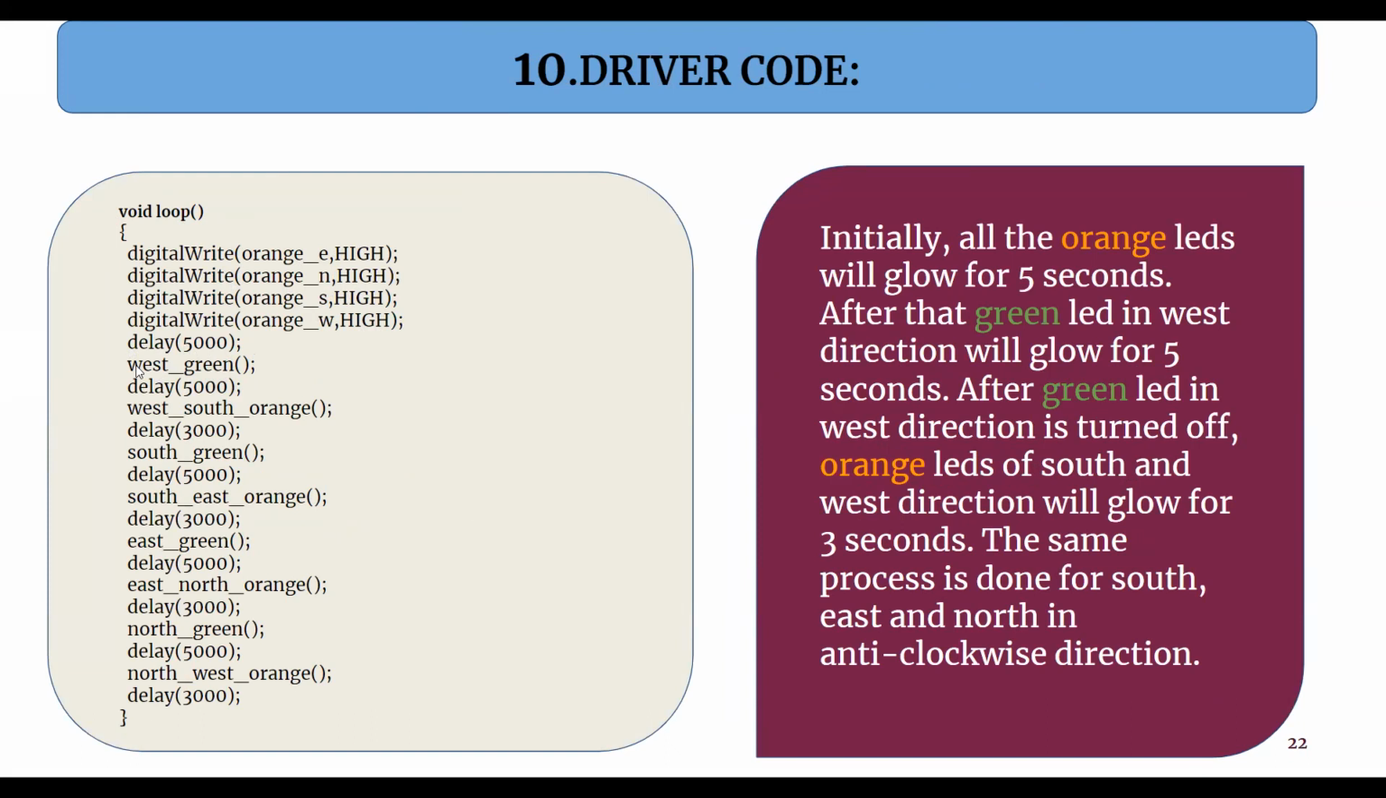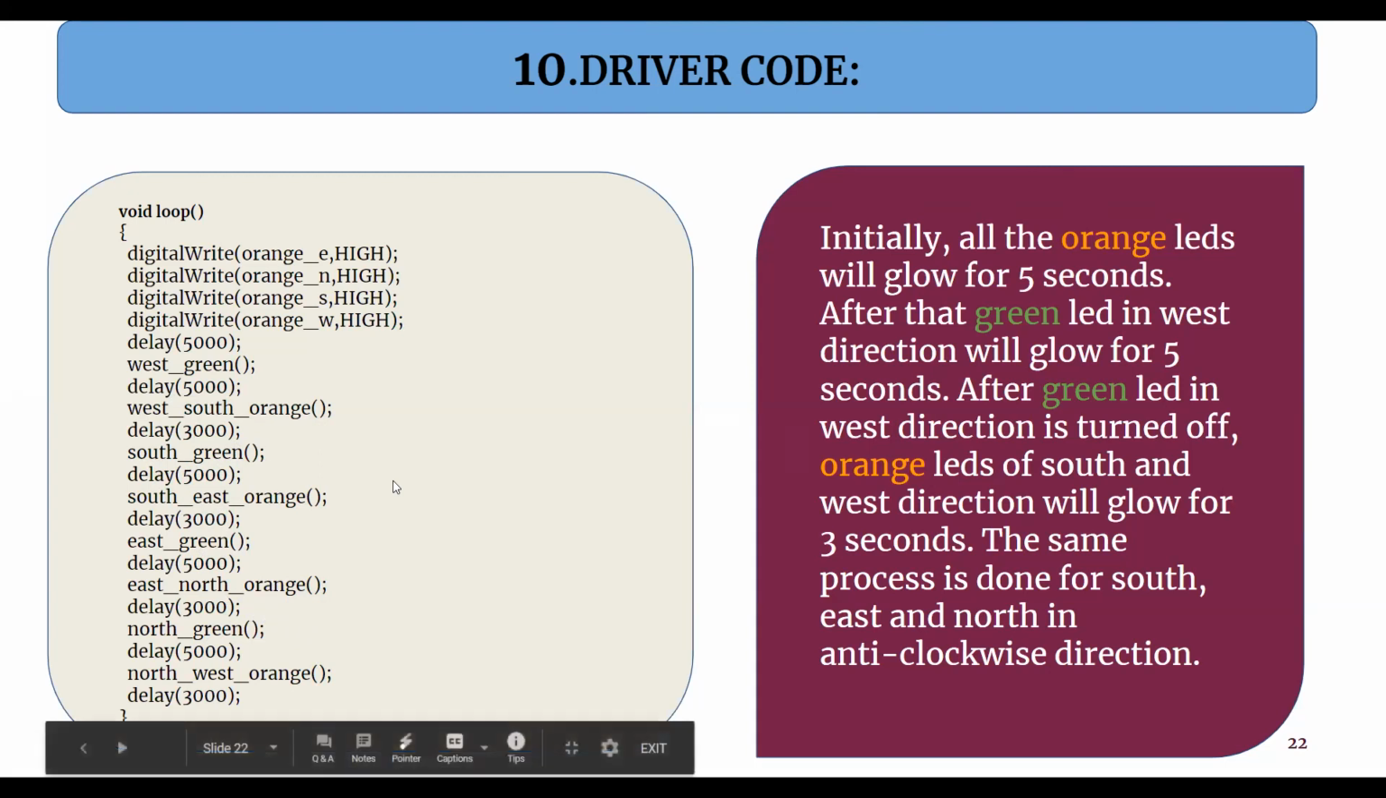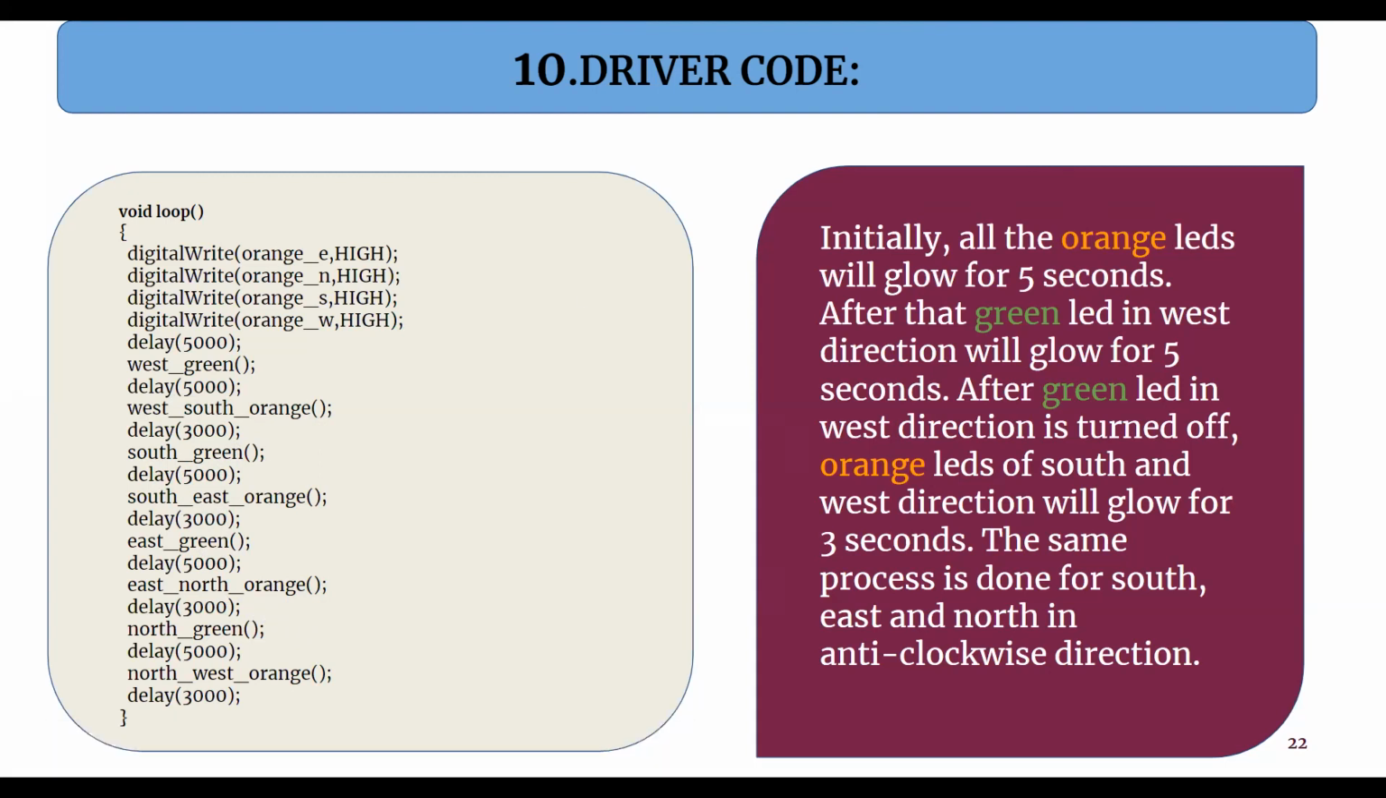For that, we have given west green, and we have given a delay of 5000 milliseconds, that is 5 seconds. After that, the west and south orange bulbs will be high for 3 seconds, and the south green bulb in the south direction will be high for 5 seconds. Like that, simultaneously, in anti-clockwise direction, the traffic controller system works. Thank you.